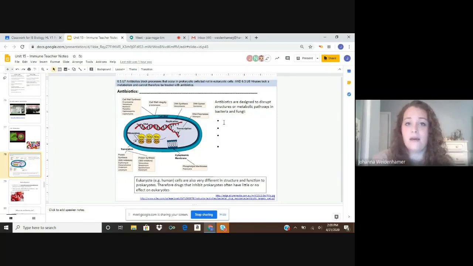So again, antibiotics only affect prokaryotic cells, not eukaryotic cells. And remember that we are eukaryotic. Our cells are eukaryotic. So the antibiotics will not affect our cells. It'll just affect bacteria. But viruses are going to use our cells as a host. So the antibiotics aren't going to be able to affect viruses.